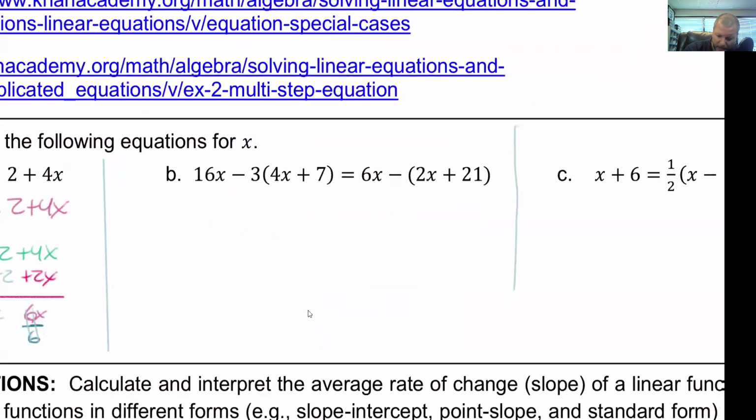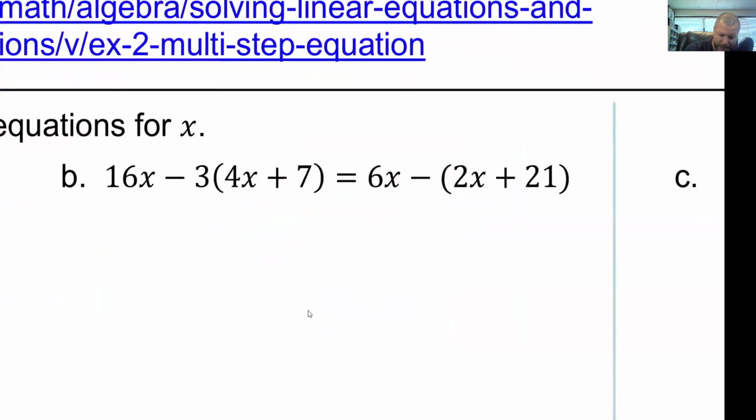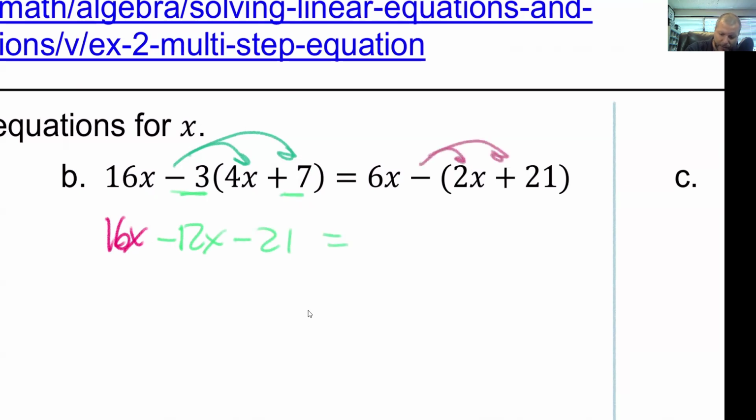All right, so example B looks a little bit intimidating, but it's just the same idea. Let me distribute my -3. So I'm going to get 16x that I didn't touch. I'm going to get minus 3 times 4 is 12x, minus -3 times 7. That's going to be -21. Over here, I'm going to distribute this negative to both pieces. Didn't touch that 6x, but I'm going to get minus 2x. Negative times positive 21 is minus 21.